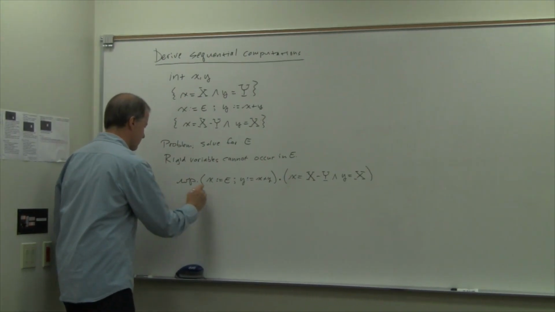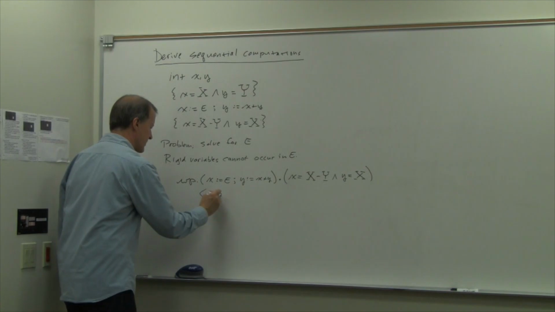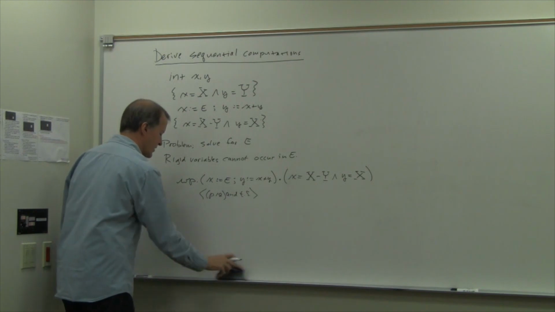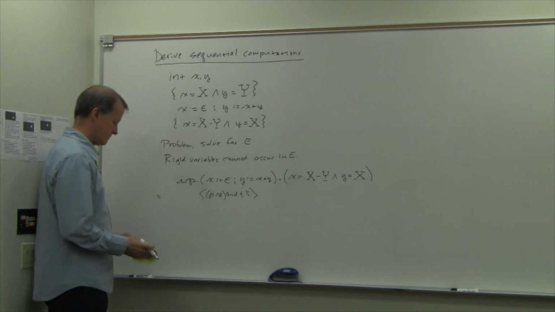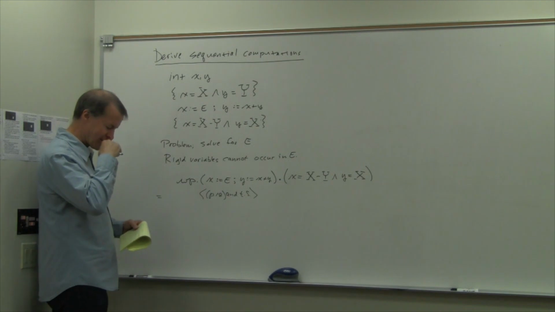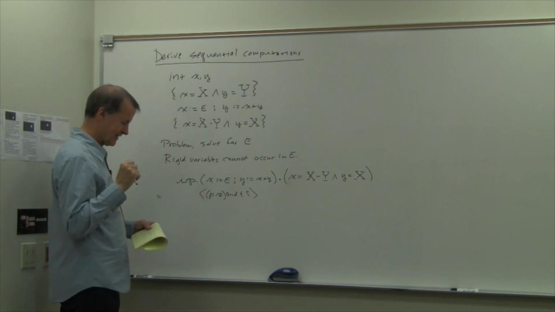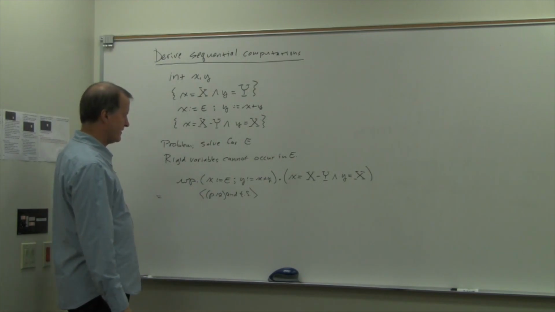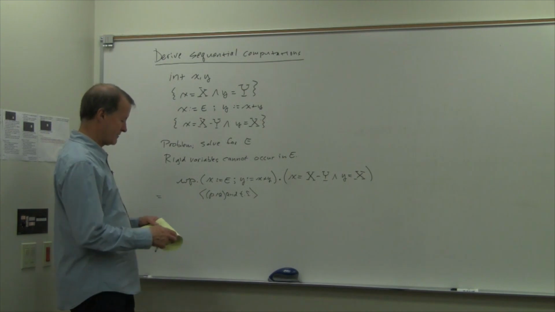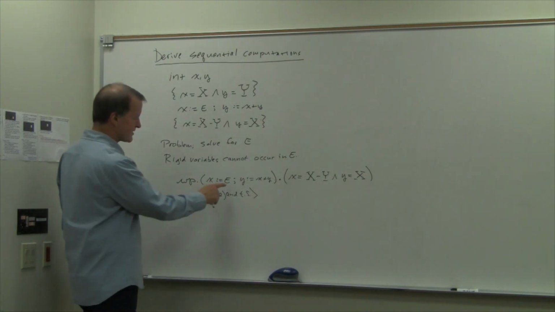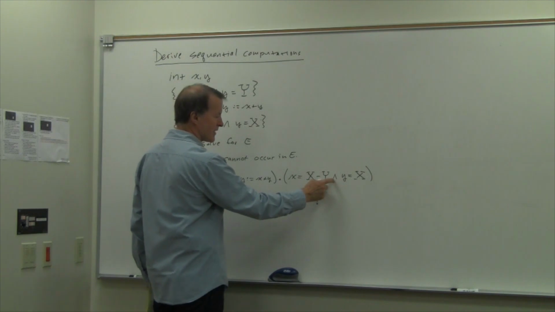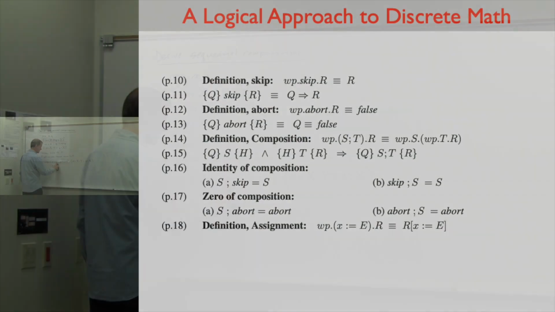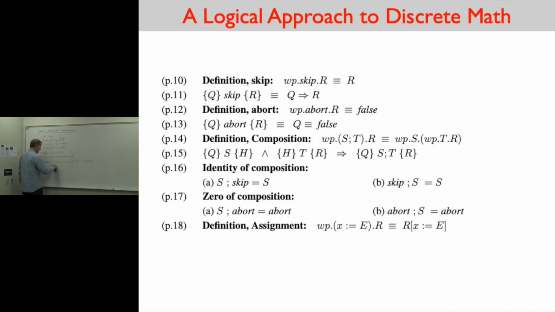So equals by what? P.18 and textual substitution. Well, actually, no, it's not quite right. We have to split them up first, because of the composition. It's not because of this, it's because of this. Yeah, P.14, that's composition. So is that P.14?